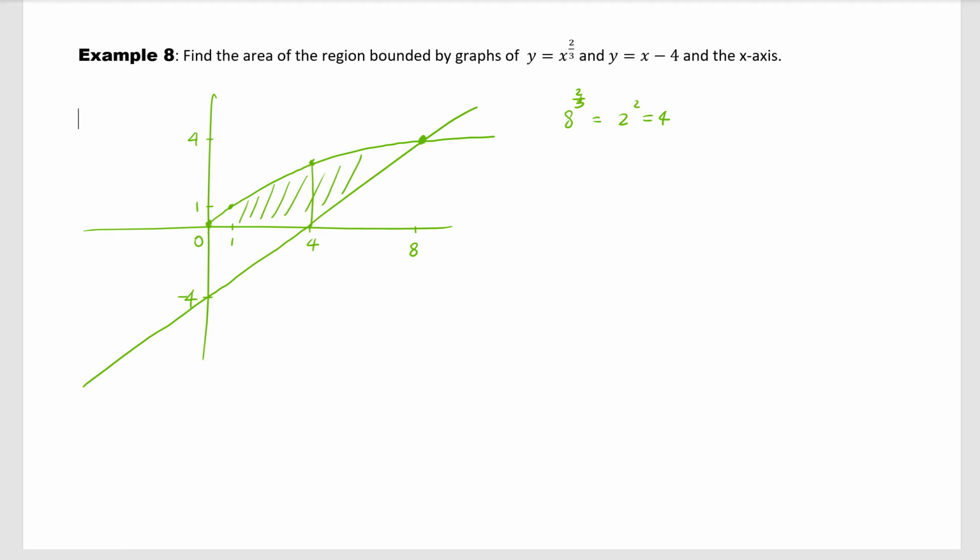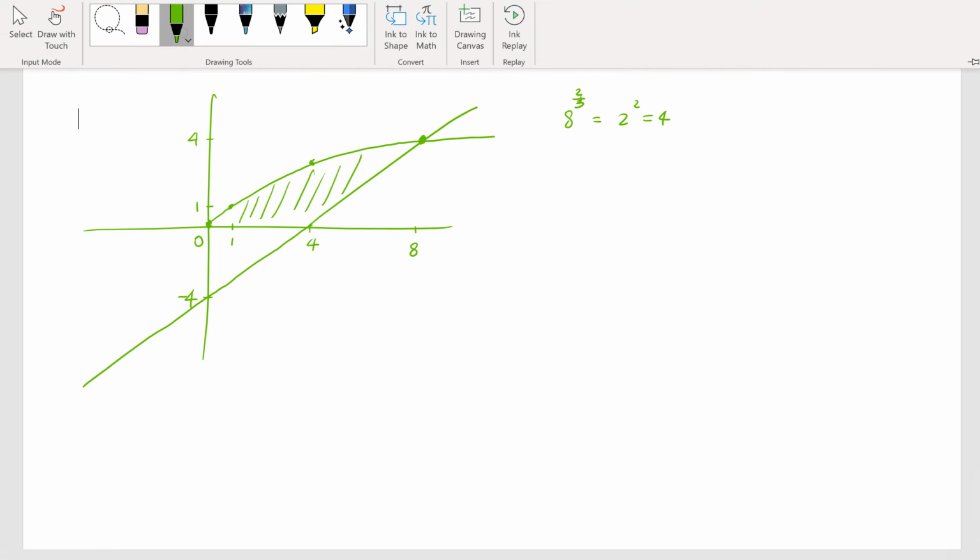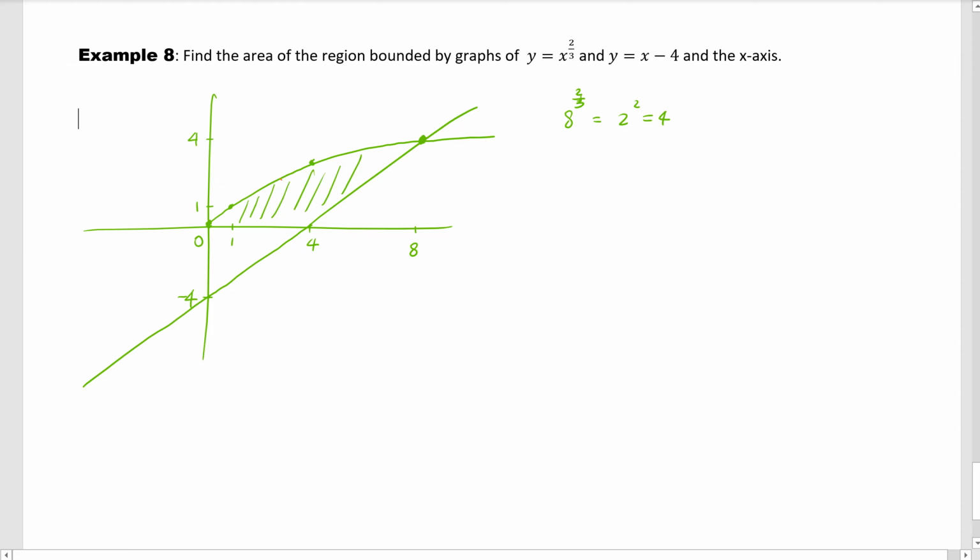So for this problem, there are two ways to solve. You either split into two intervals like we did in the previous example, and then you calculate the integral from 0 to 4, and the integral from 4 to 8. That is one way. And the other way is, if I cut it horizontally, then I don't need to split into two integrals. If we cut it horizontally, then the upper curve is always the line, the lower curve is always the curve. Okay, so far so good, everybody.